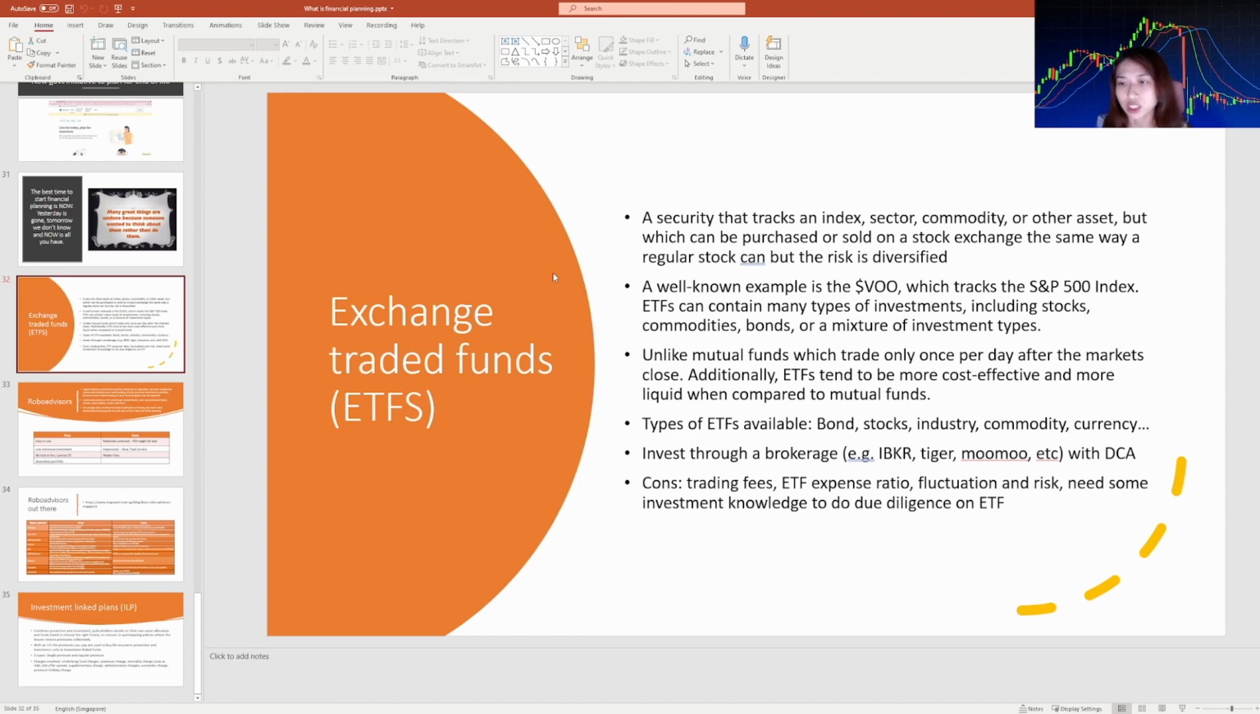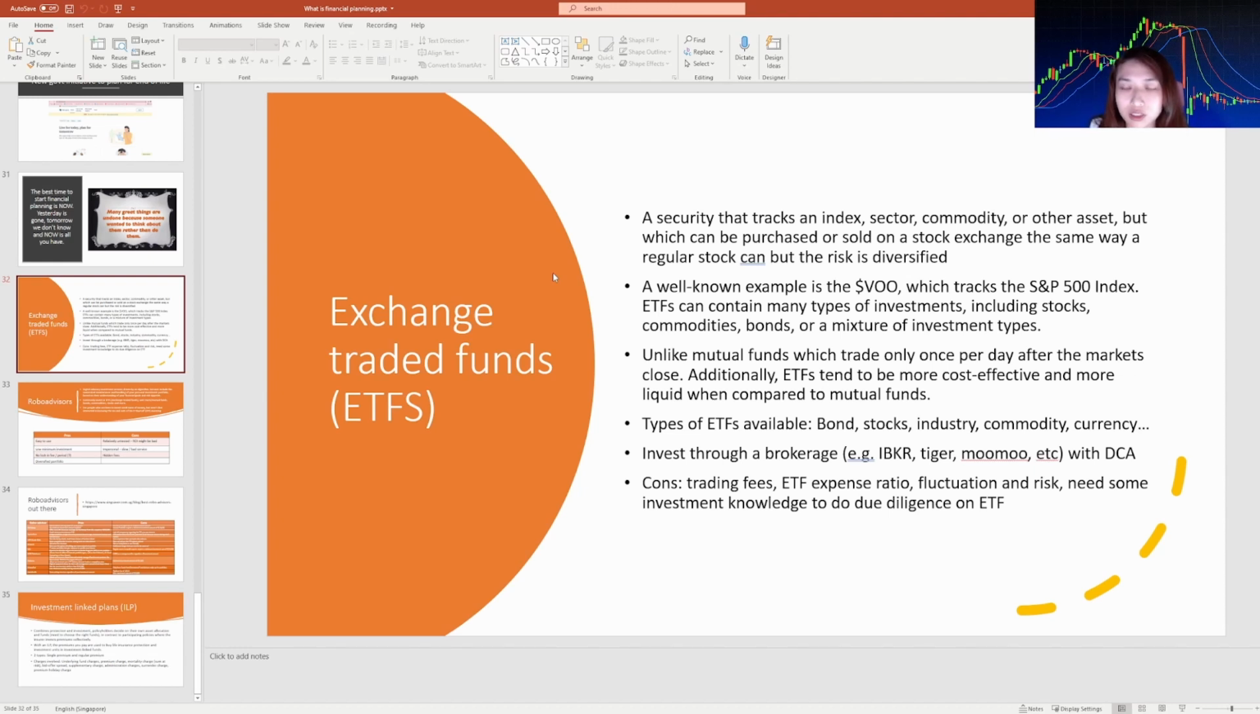It tracks the S&P 500 index. So what is S&P? Standard & Poor's. It's mainly the US market. For the purpose of all this sharing, I'll be mainly focusing on the US market because I am more well-versed with the US market compared to the other markets. There are also Singapore ETFs, but I'm not aware of them and I don't really keep track of them.